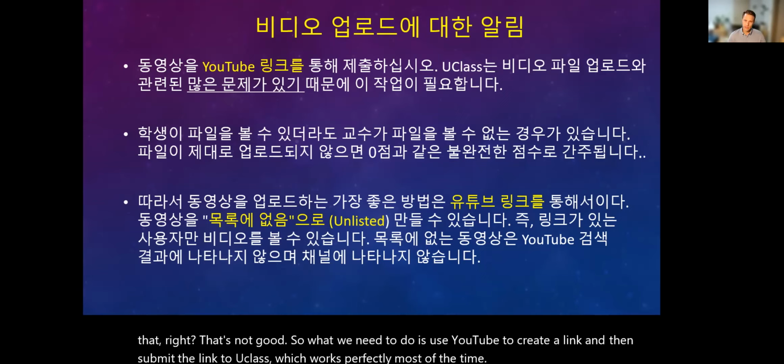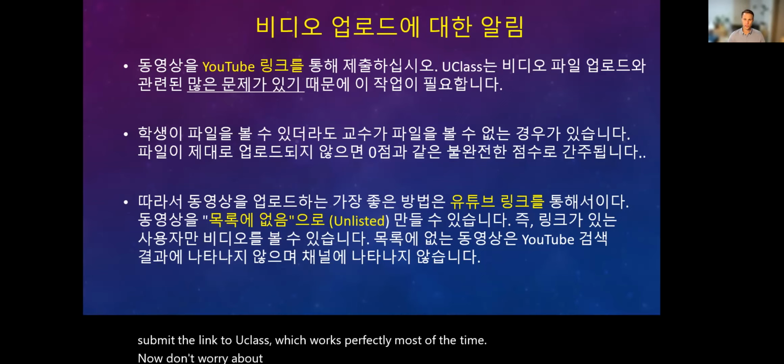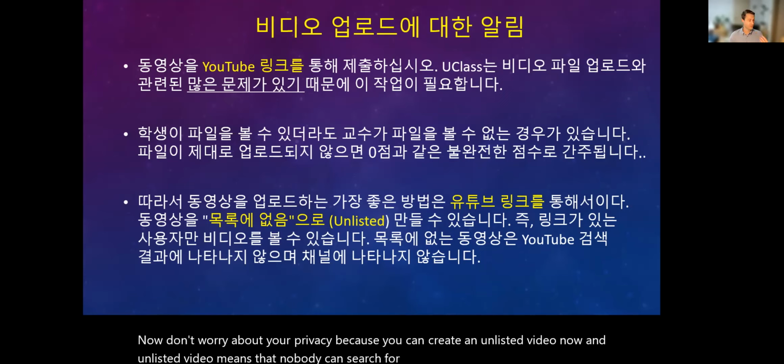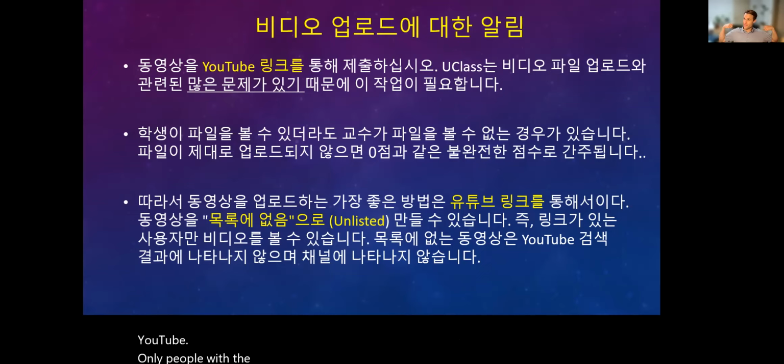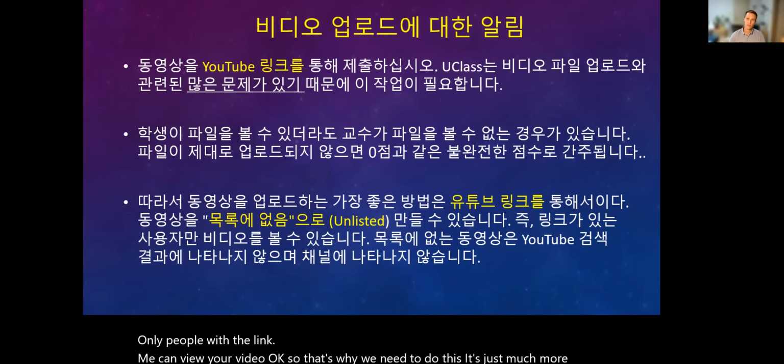Now, don't worry about your privacy because you can create an unlisted video. Now, an unlisted video means that nobody can search for your video, nobody can find your video on YouTube. Only people with the link, me, can view your video, okay? So that's why we need to do this. It's just much more secure, more stable, more safe.